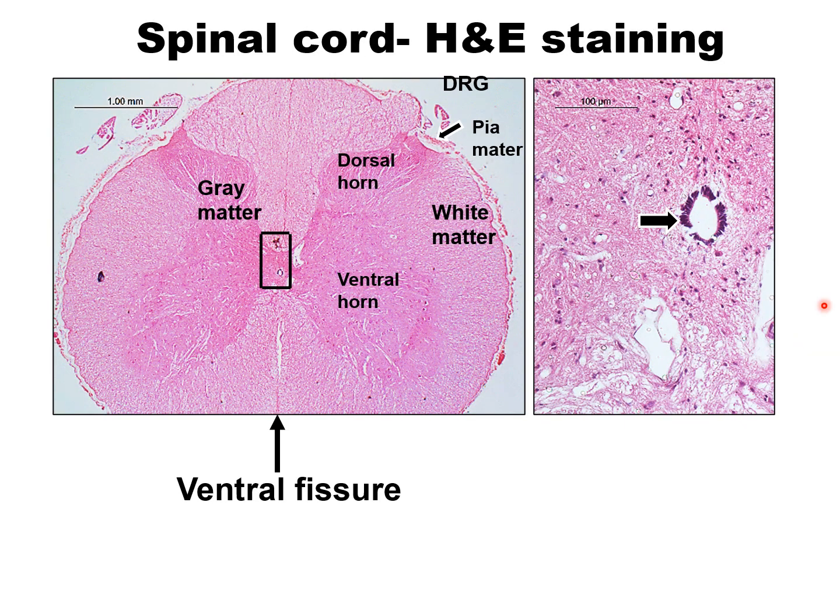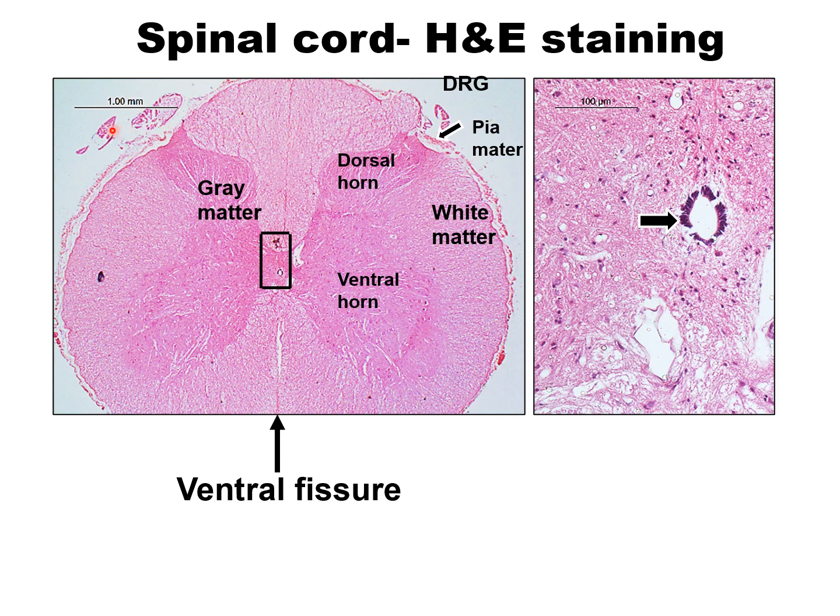This is a section of the spinal cord. What you see is the butterfly shaped gray matter and surrounding is the white matter. This is the dorsal part of the white matter and this is the ventral part of the white matter. The gray matter has ventral horn and dorsal horn, and in the center there is a central canal. The two halves of the spinal cord are separated ventrally by the ventral fissure and dorsally by the dorsal sulcus.